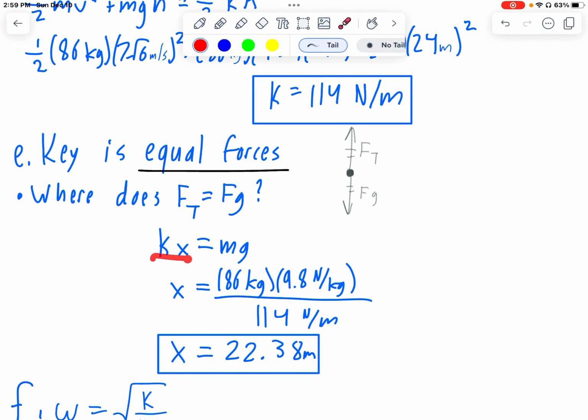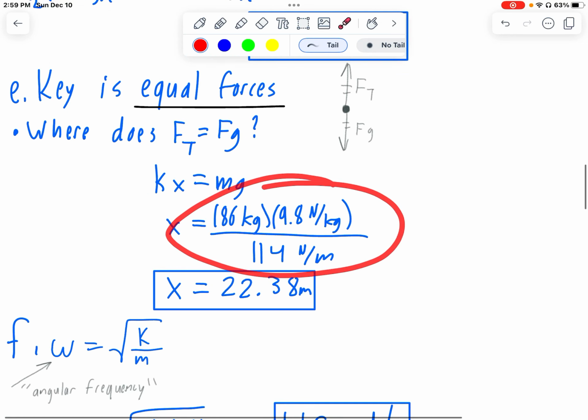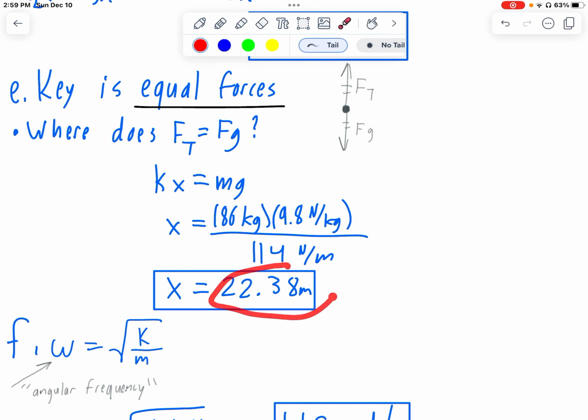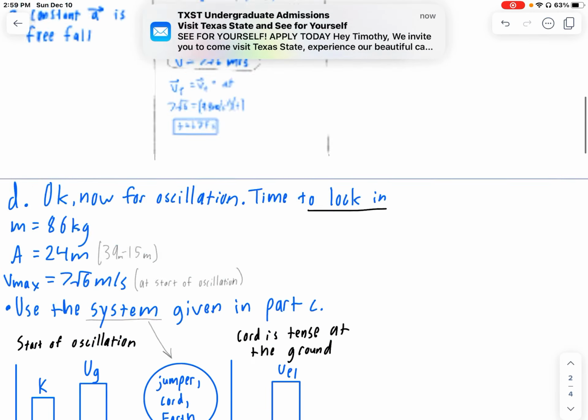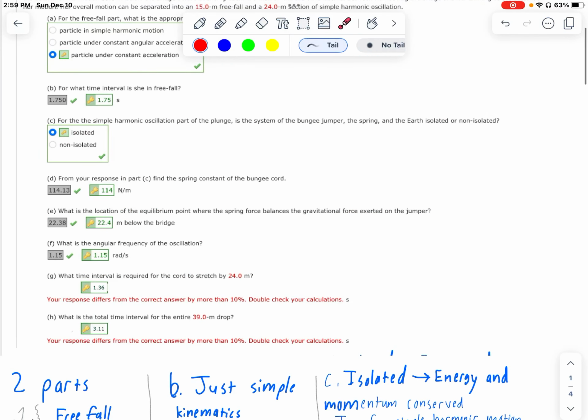So where does tension force equal gravitational force? So we plug in spring constant times position equals mass times gravitational acceleration, plug in our values, and then we get position equals 22.38 meters. So this is quite the big problem, but we're almost finished.